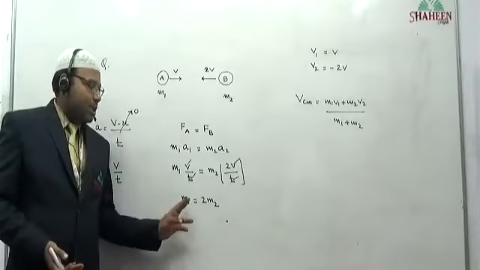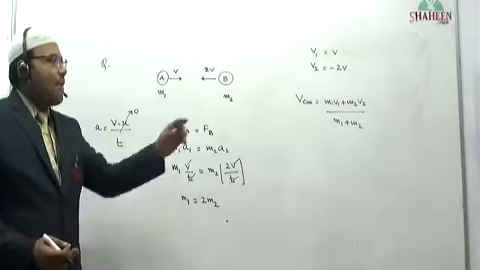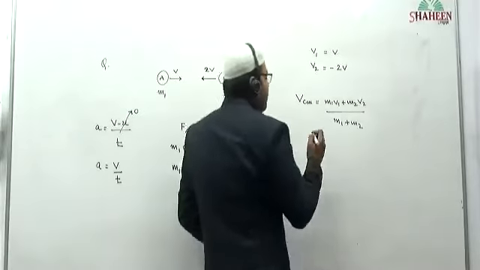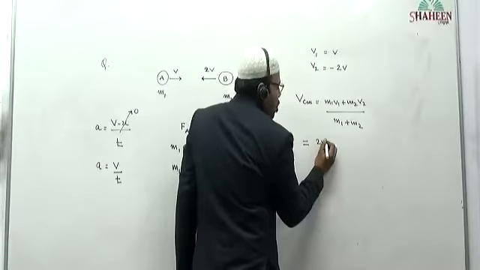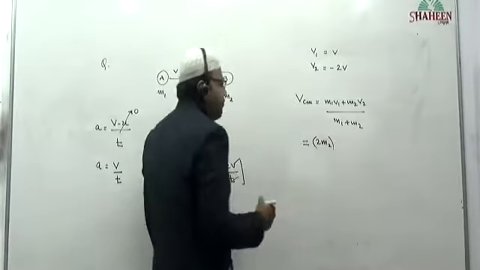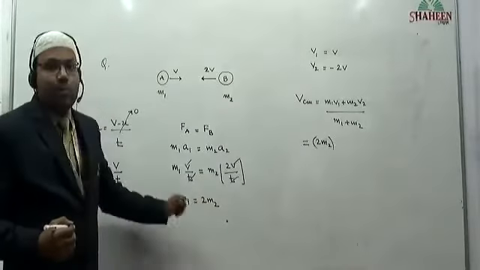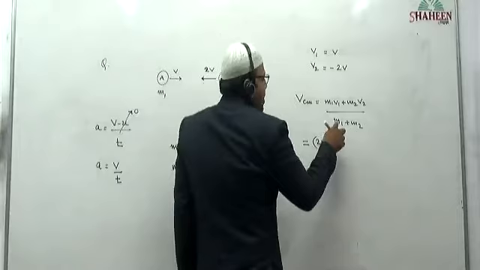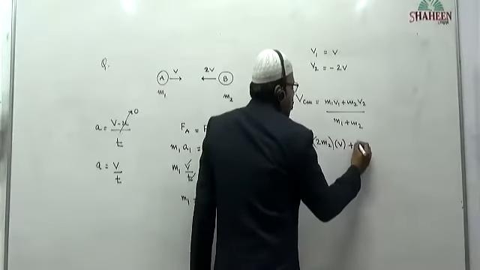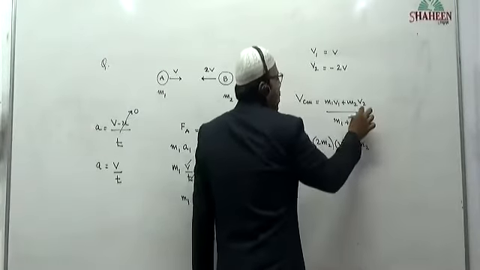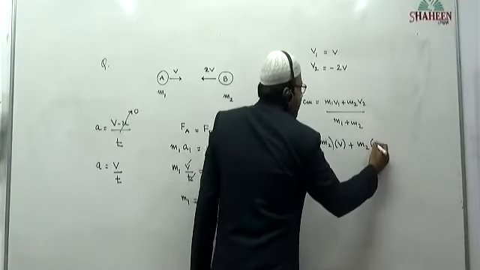The mass m1 will be equal to 2m2. Now let us substitute. What is this m1? m1 is 2m2. I am replacing m1 by 2m2. What is v1? v1 is v, plus m2 is m2 only. What is v2? v2 is minus 2v.